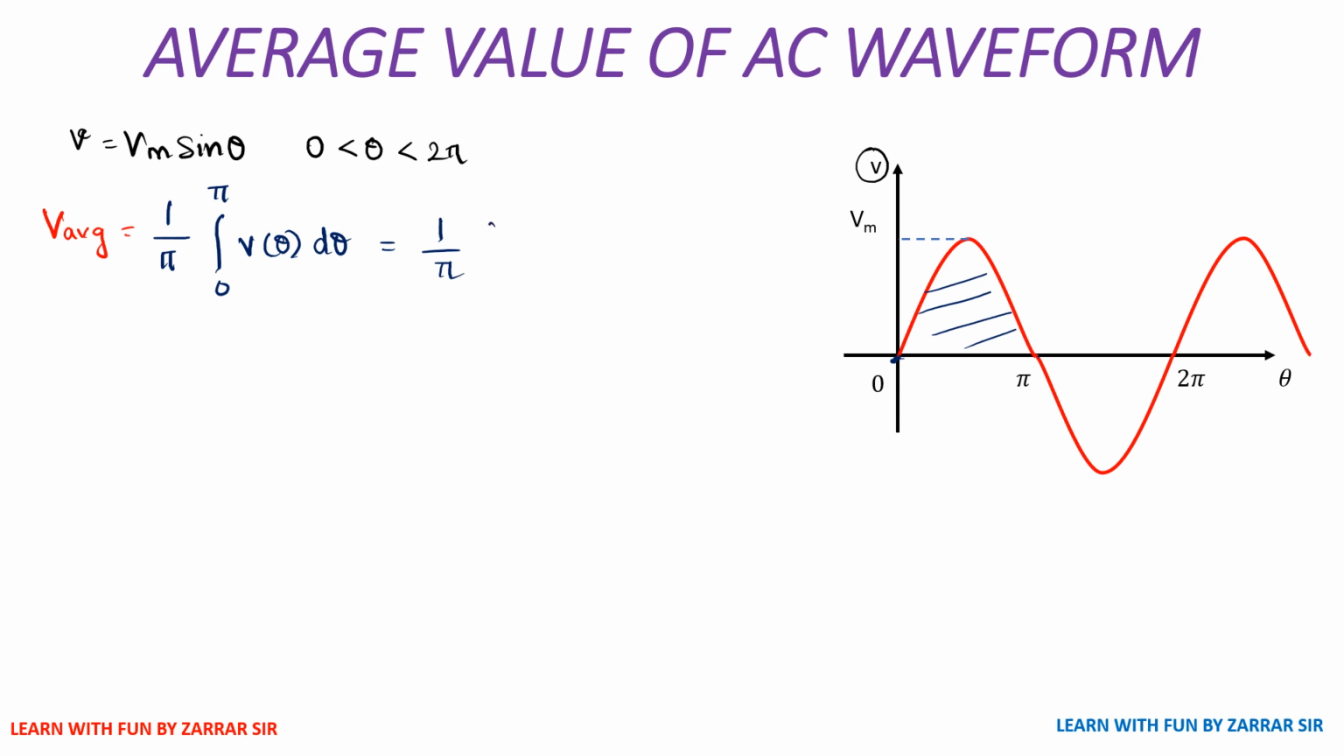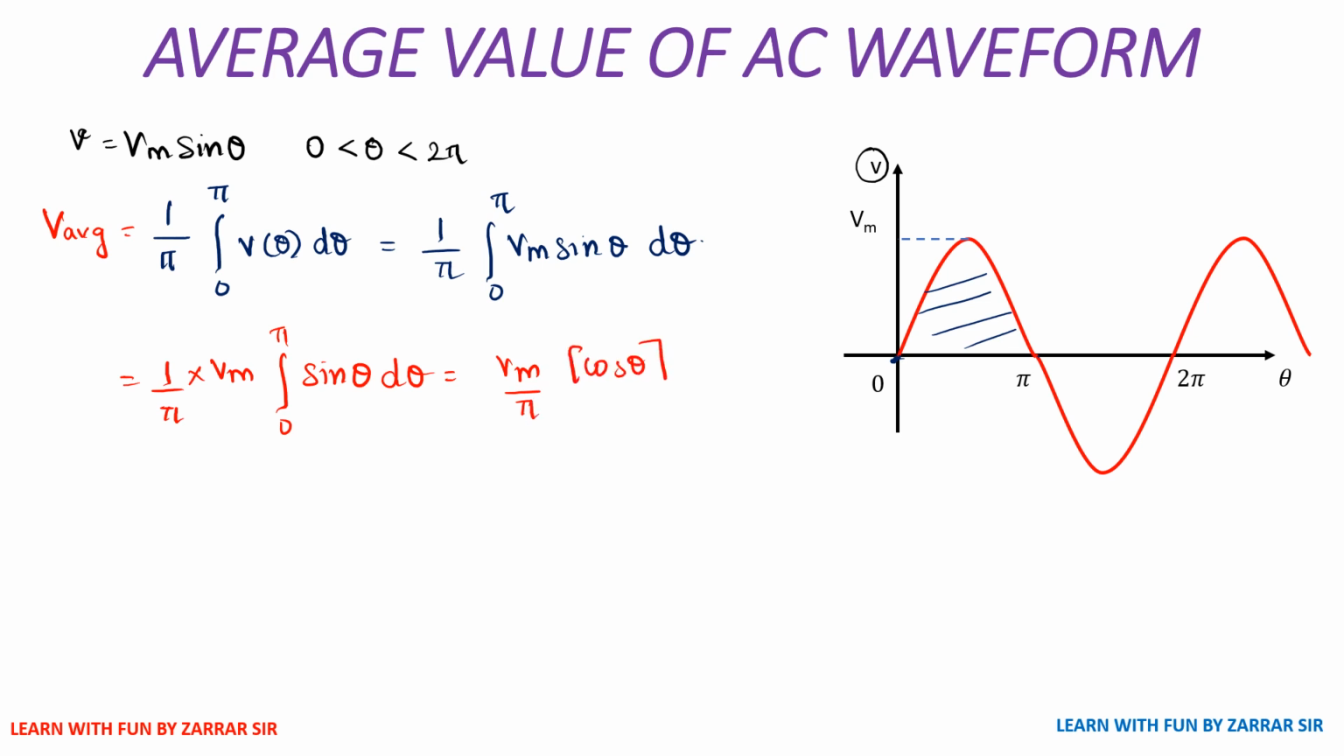So 1 upon pi, 0 to pi. The value of v theta is Vm sine theta, so Vm sine theta d theta. Now you can see, Vm is constant, so I can write it outside the integration, 0 to pi sine theta d theta. So I'll write Vm by pi. Integration of sine theta is cos theta, the value from 0 to pi. And we know the basic integration: we substitute upper limit minus lower limit.